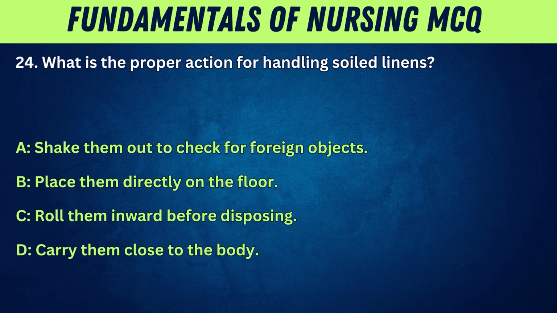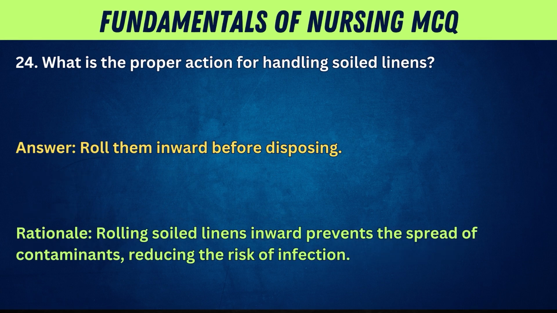C. Roll them inward before disposing. D. Carry them close to the body. Answer: roll them inward before disposing. Rationale: rolling soiled linens inward prevents the spread of contaminants, reducing the risk of infection.